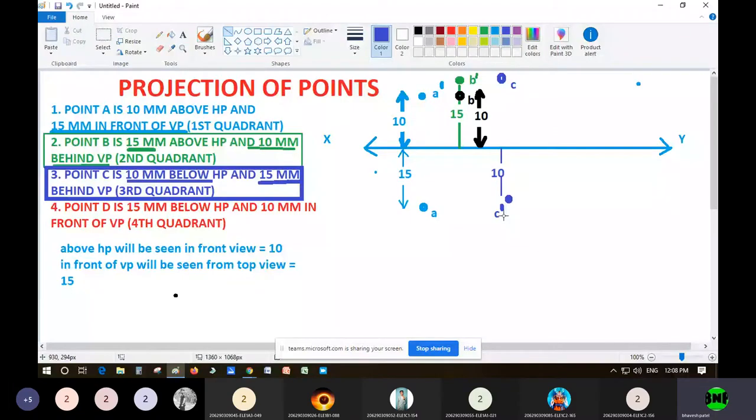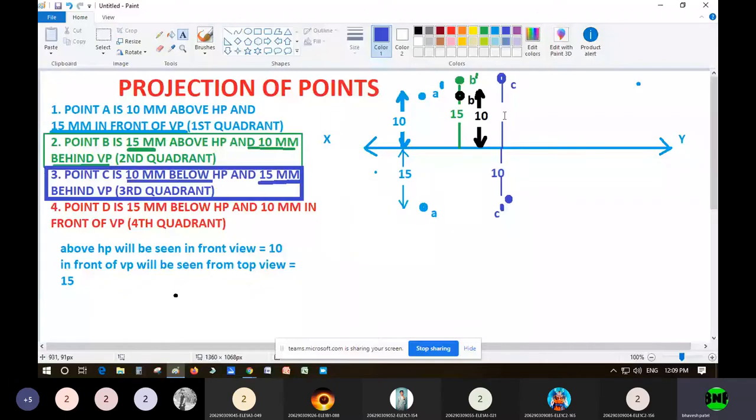And if we look from the top view, the shadow will fall on HP, right? So that you have to draw above and below side, right? Okay. So the distance here. So this distance is 15 mm. 15, right? Okay.